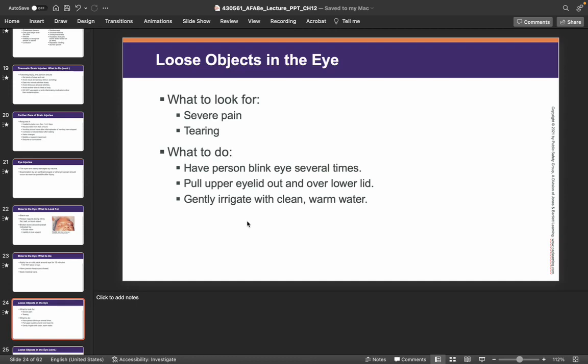So, loose objects in the eye, some things to look for. Most of the time, it's not a big deal, but if you get something in your eye that you can't get out, or a large piece that can cause damage, the pain's gonna be more severe, and there may be tearing in the eye. Okay, so as far as how to take care of it, have the person blink several times. You can pull the upper eyelid out and over the lower lid. That will help to remove the object from the eyelid if it's stuck in your eyelid. And then also gently irrigating with clean, warm water. If you use a syringe with a little bit of pressure, that will also help. A little bit of pressure, not a ton.